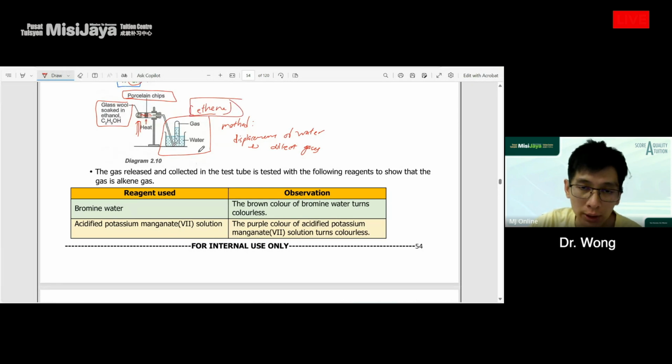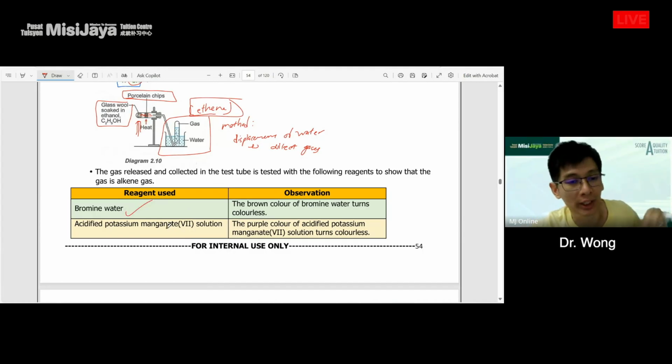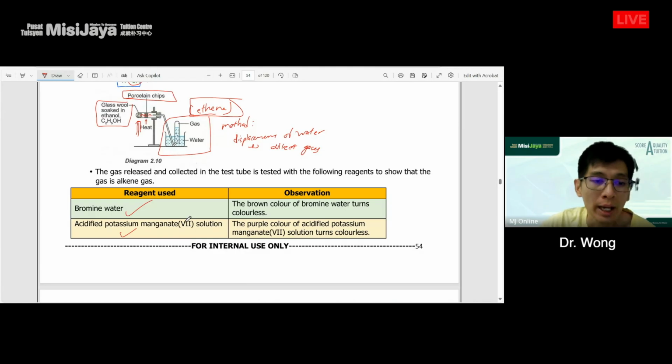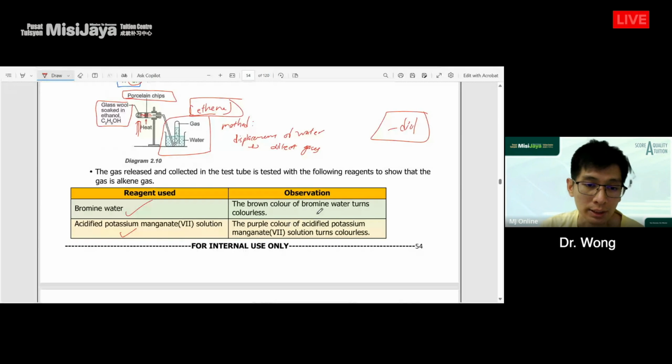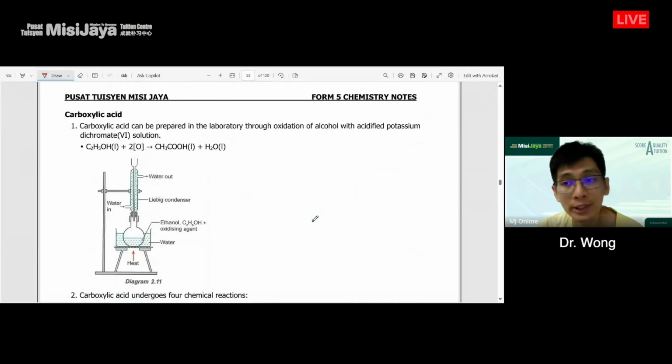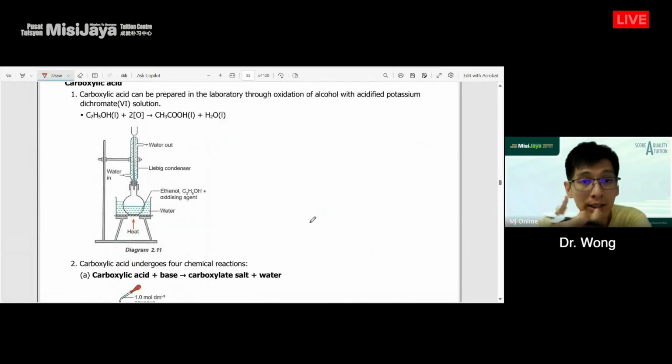How do we test ethene gas? First, use bromine water. Okay, that will form 1,2-dibromoethane. Or we can use acidified potassium manganate, then it will form 1,2-ethanediol. Okay, because it will produce two alcohol groups from this ethene. Also, the purple color of the potassium manganate(VII), KMnO4, turns colorless. So that is all about alcohol, very short, and those are just the important points.